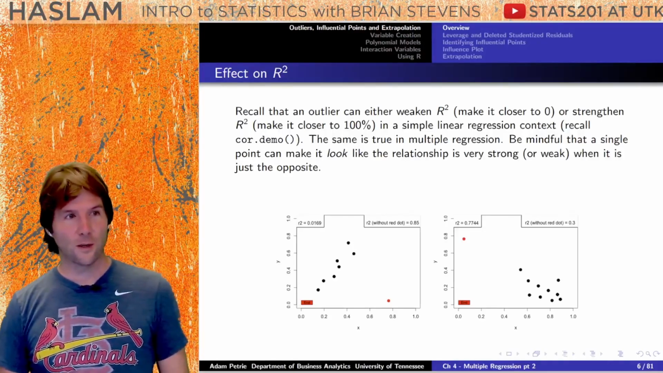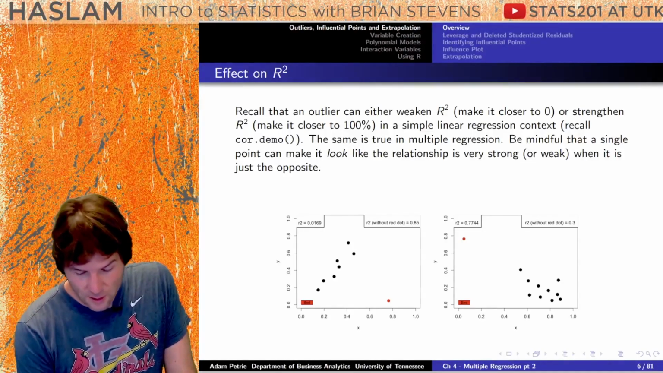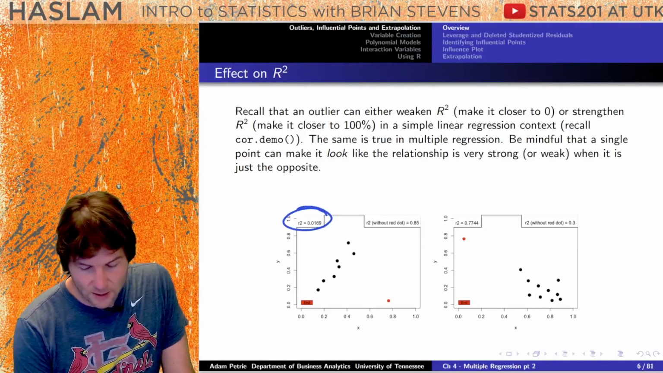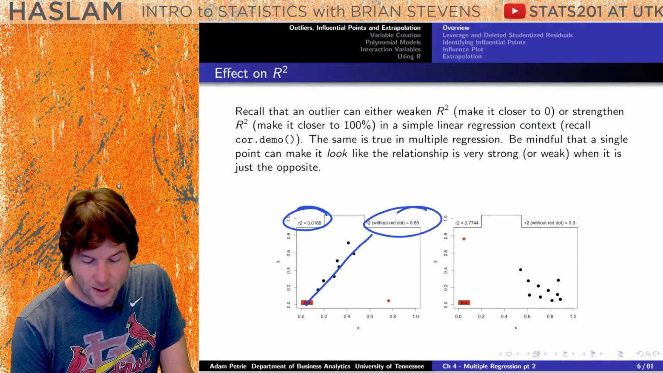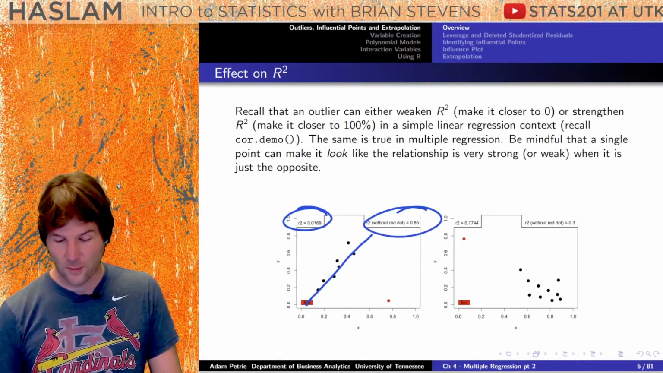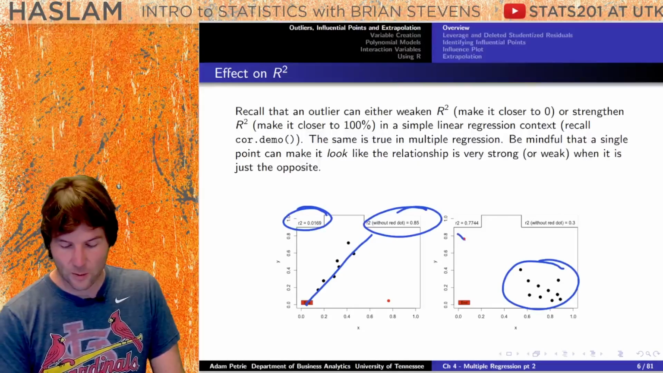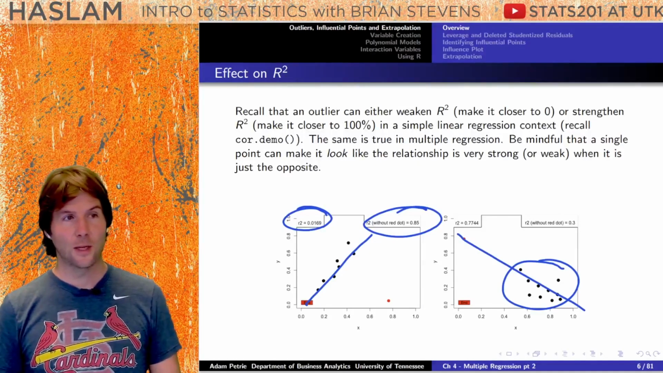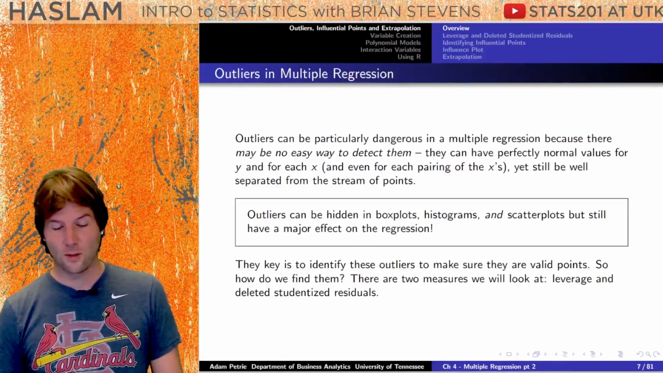So look at this right here. What is the influence on r squared? Well, without the point, there's an r squared of 0.85, and with the point, it goes to basically 0. Over here, there's a very low r squared, but then you add in the point, and there's a relationship. So clearly, they can impact r squared.